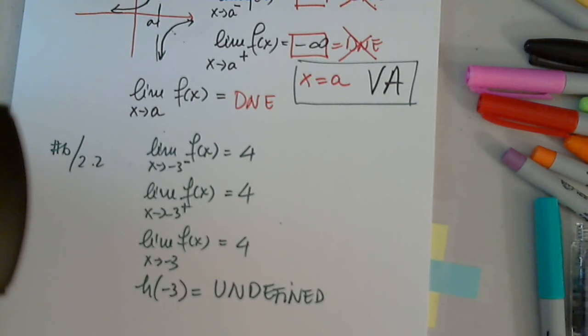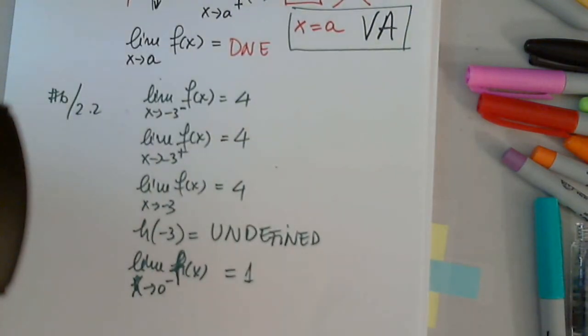So the limit of h of x as x approaches 0 from the left. 1. We see it, 1. Do you all agree with 1? Okay, the next one was 0 from the right. Negative 1. Do you all agree with negative 1?